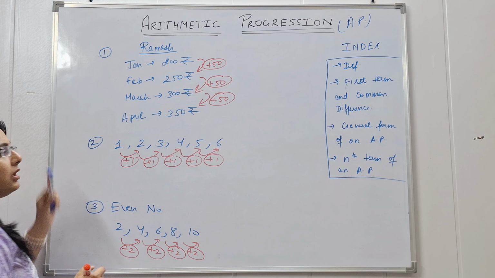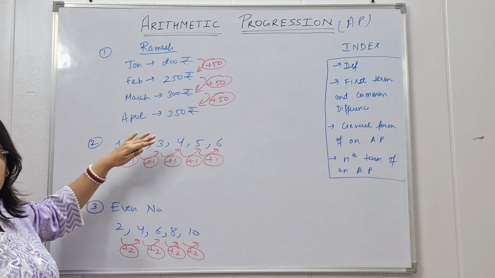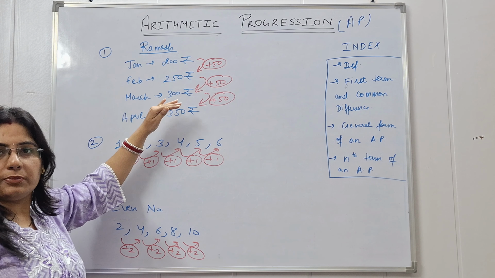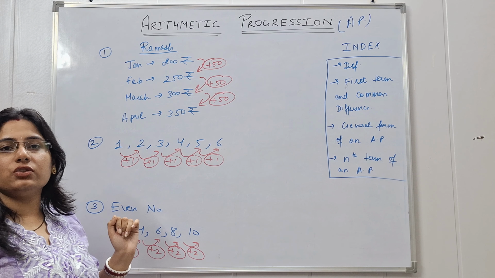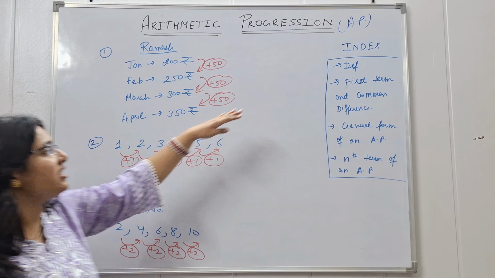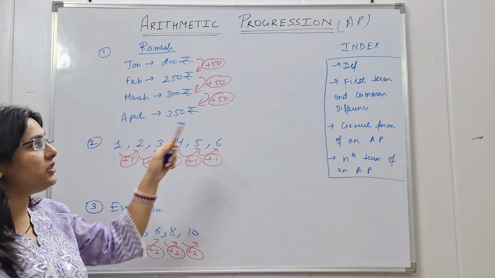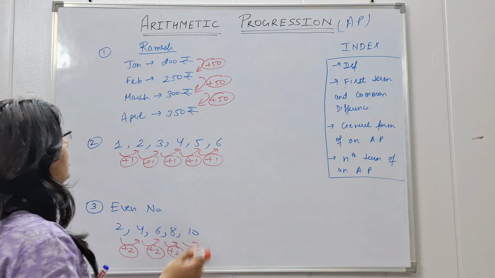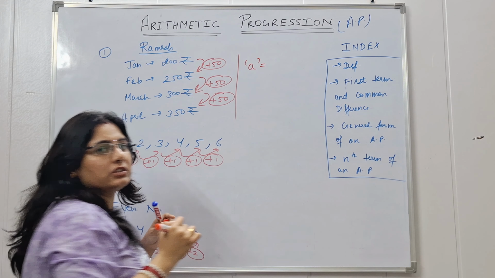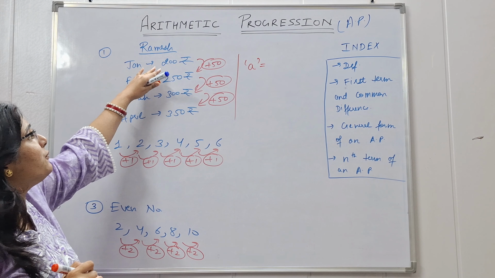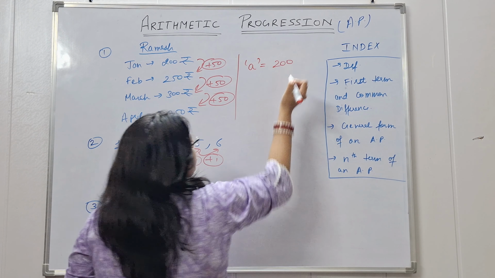So now the definition of AP is the list of numbers in which each term is obtained by adding a fixed number to the preceding term. So this is the definition of an AP. Now the next concept is first term and the common difference. We will learn about first term and common difference with this example only. First term is denoted by A, and first term is the first number in the list of numbers. So here first term is 200.